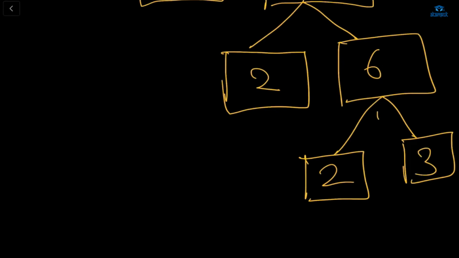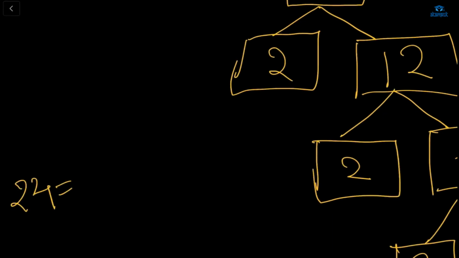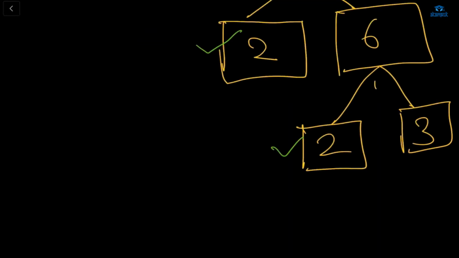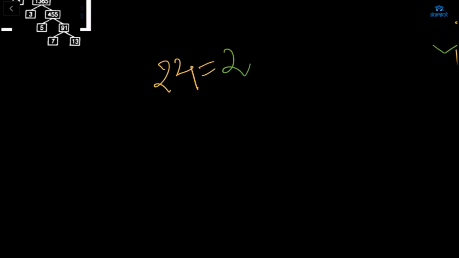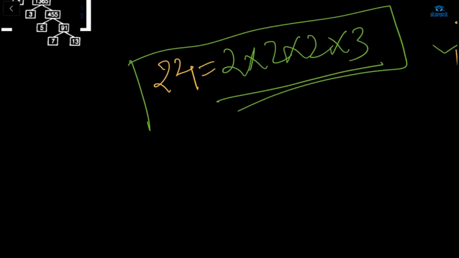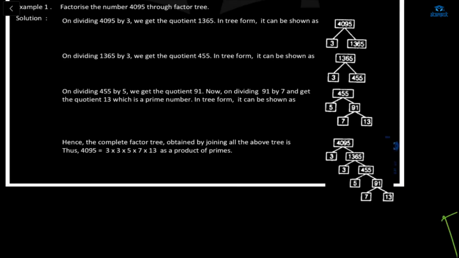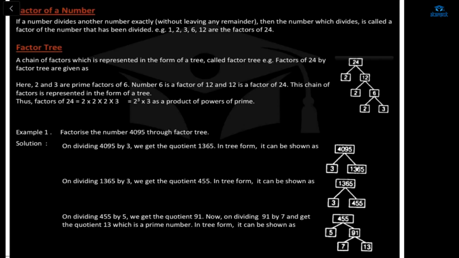So what are the prime factors of 24? You can see here 2, 2, 2, and 3. Have you understood? The prime factorization is 2 into 2 into 2 into 3. So these are the prime factors of 24. Similarly, you can find the factor tree of different numbers. Let's find out another factor tree.